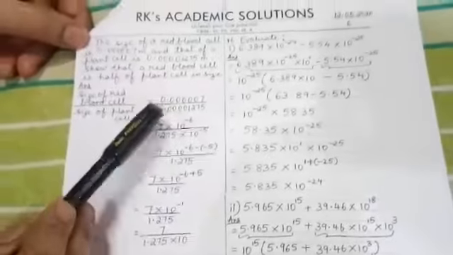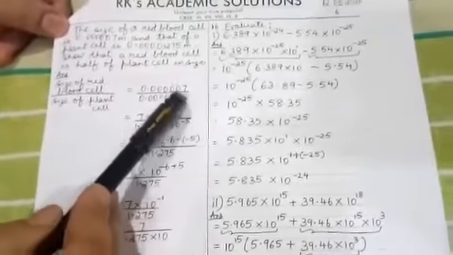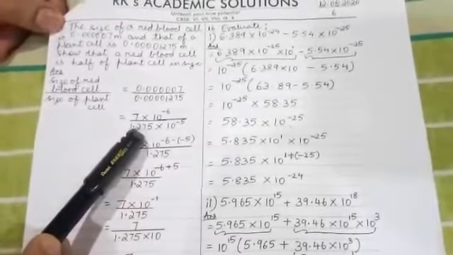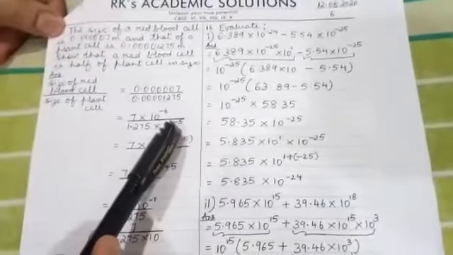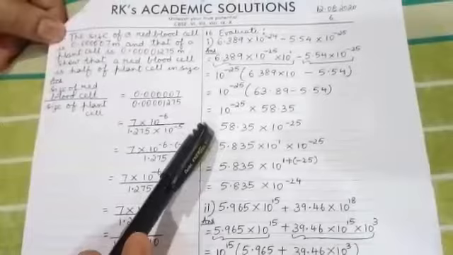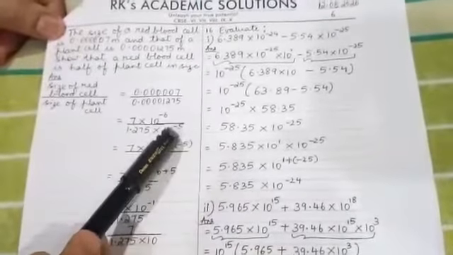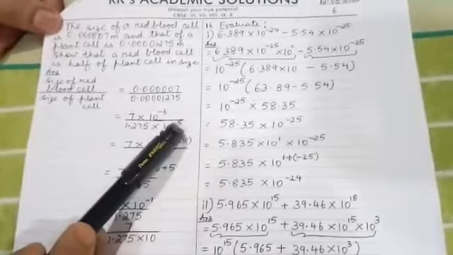And in the denominator, we need to shift the decimal point by 5 places. So that gives us the number 1.275. And since we're shifting the decimal point 5 places to the right, it will be 10 raised to the power minus 5. Right side, so minus 5 places, so 5.